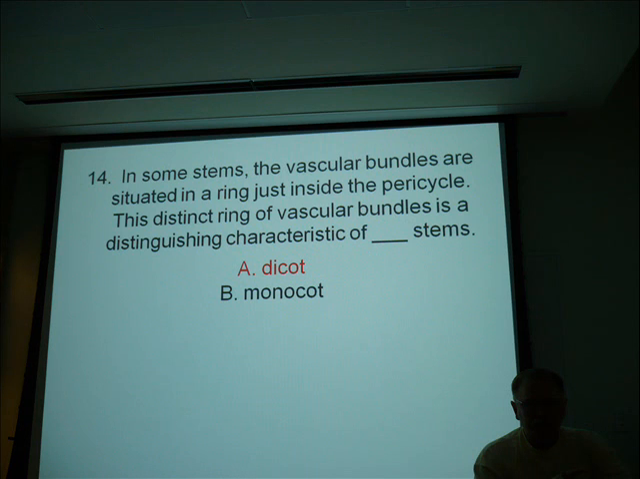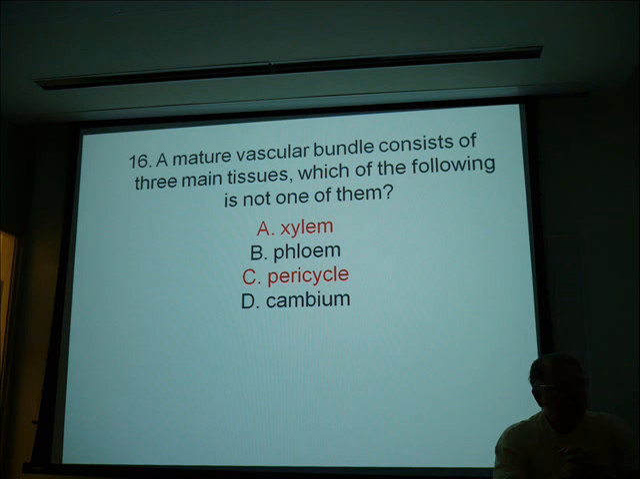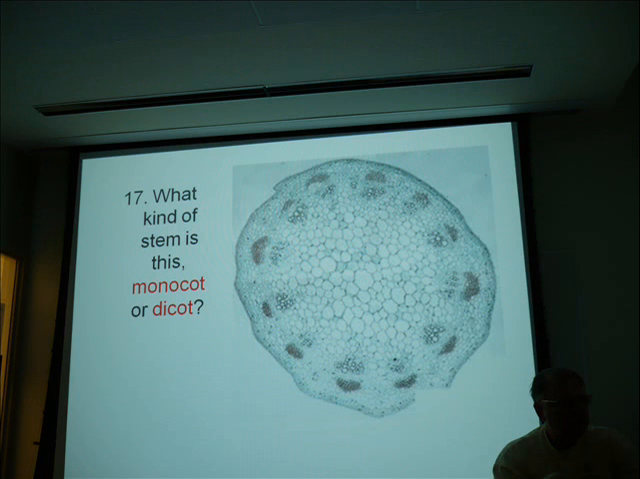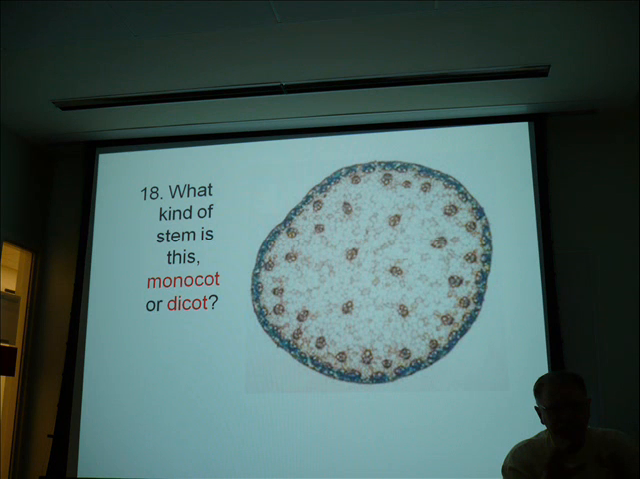If you see the circle of tissue, what do you have? A dicot. All the time, a dicot. If you see them scattered all over the place, what do you have? That's a monocot. It never changes. The mature vascular bundle does not include one of those. It doesn't include the parasite. You have the xylem and phloem, which are made by the cambium. You're going to have cambium in the middle, phloem on the outside, and xylem on the inside. I see a ring. Dicot. Scattered around. Monocot.